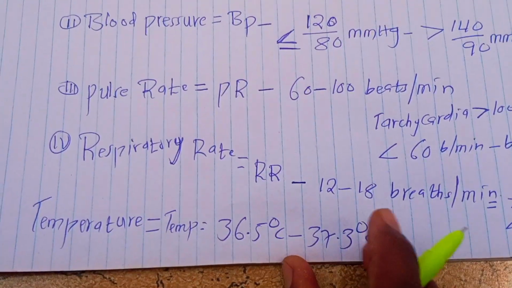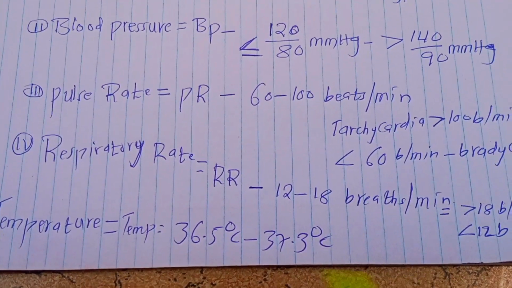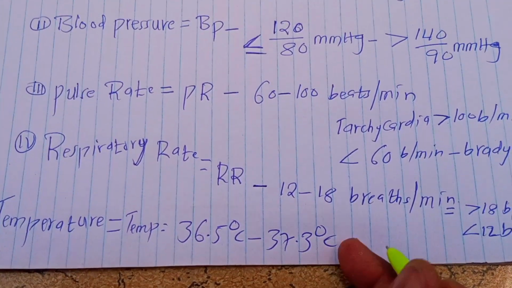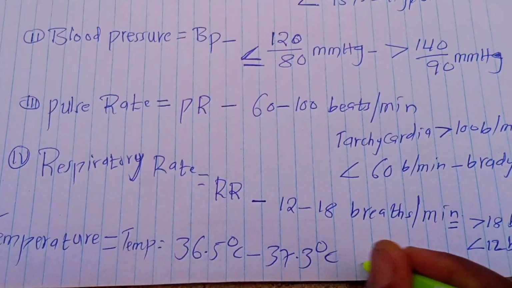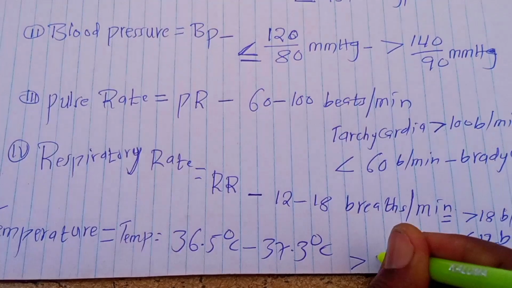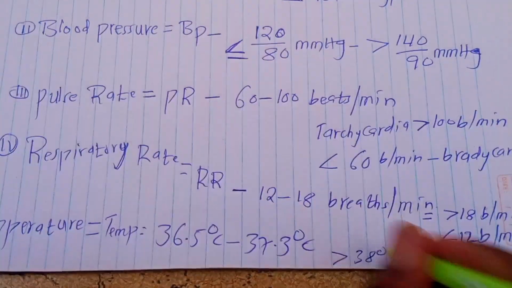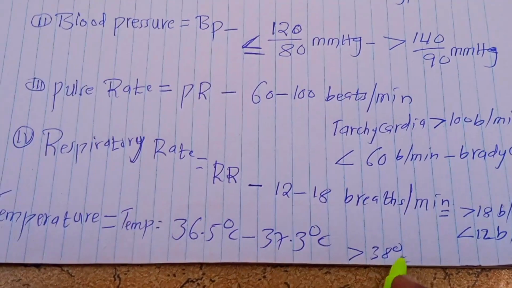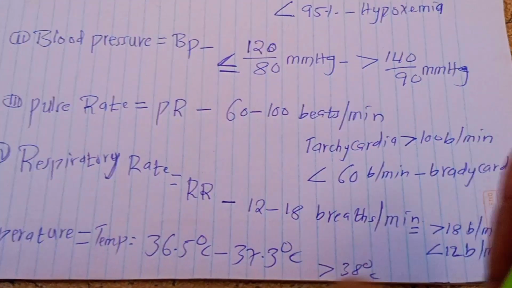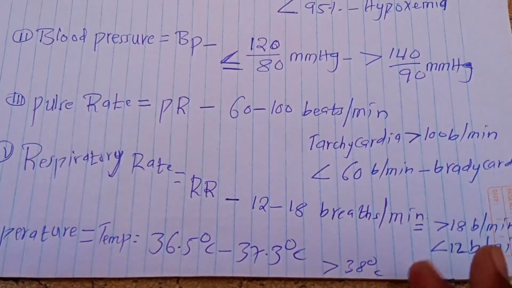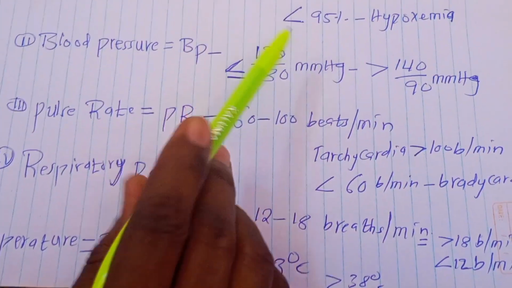A fever is considered to be any value that is greater than 37.5. A high fever can be considered a value that is greater than 38 degrees Celsius, like 39 and 40. So these are the most important commonly recorded vital signs.